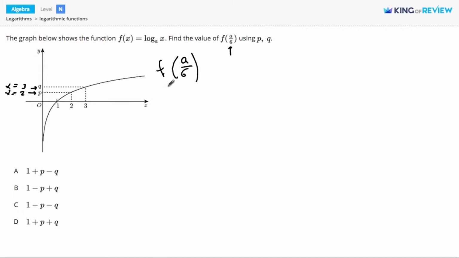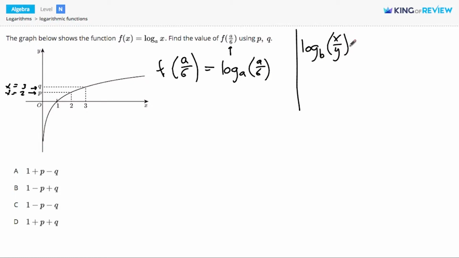F of a over 6 means if we plug it into this logarithmic function, the log base a of a over 6. Now there's a nice property of logs that says if we have the log base b of a fraction x over y, we can split this up into the log base b of x minus the log base b of y. So let's do that here. That turns this function into the log base a of a minus the log base a of 6.